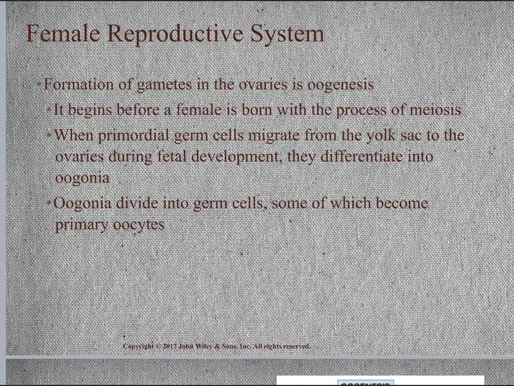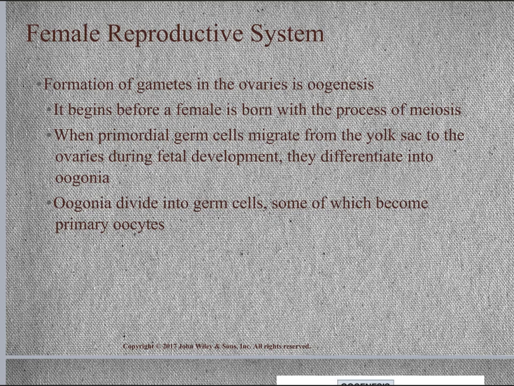Now, how do we form these eggs? The formation of the gametes in the ovaries is called oogenesis. Remember, in males it was spermatogenesis. Here it's oogenesis for oocyte. It begins before a female is born with the process of meiosis, at which point it's paused, and it will wait until that girl hits puberty.